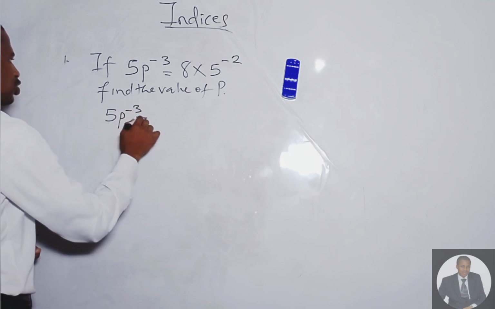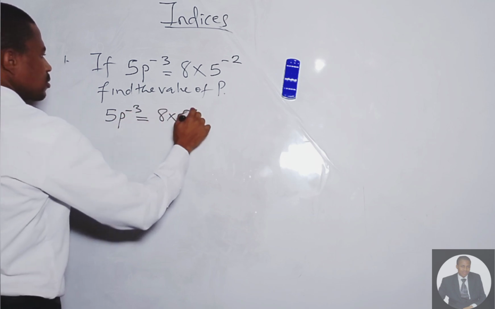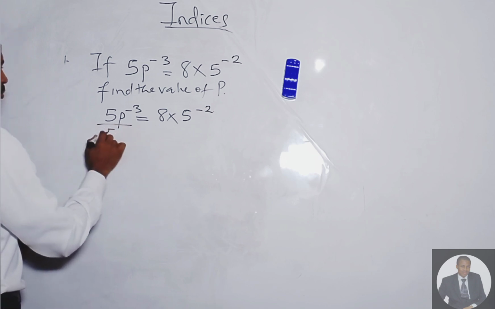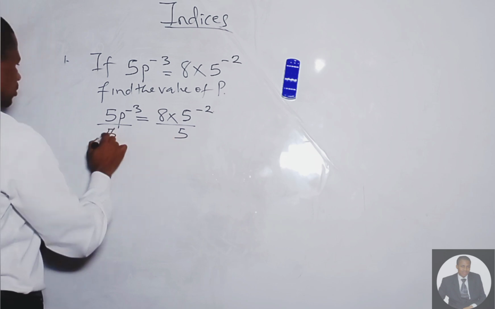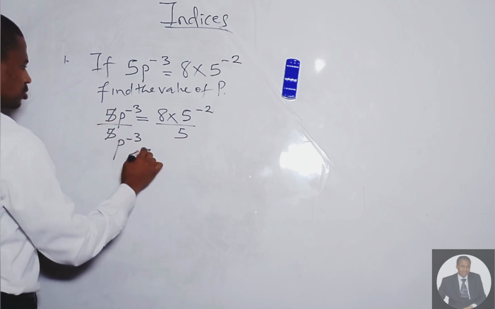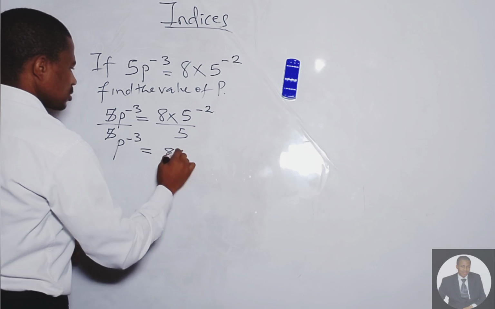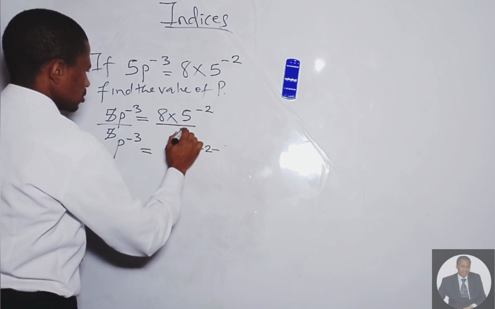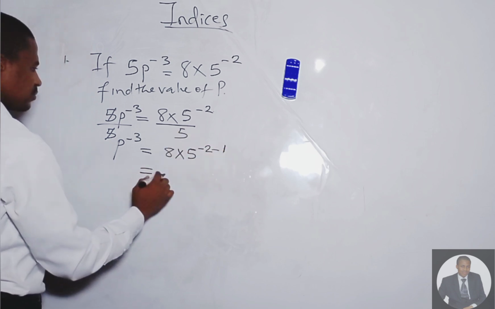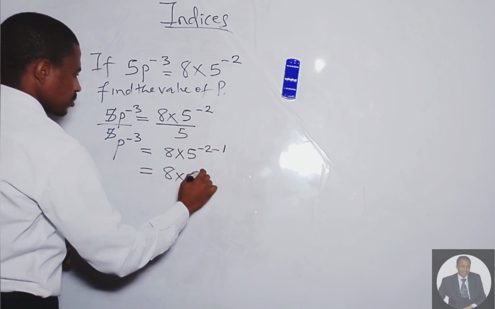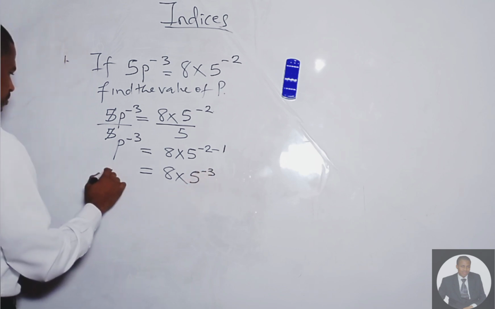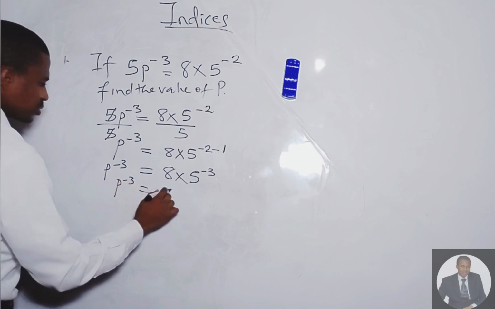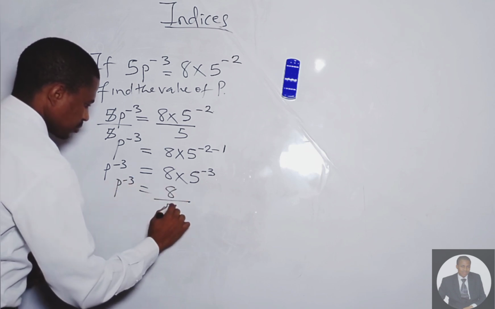5p^-3 equals 8 times 5 raised to the power -2. We are looking for p, so we divide both sides by 5. Then p^-3 will give us 8 times 5^-2 divided by 5. This division sign is minus, then this is raised to the power 1, so we have 8 times 5^-3. So p raised to the power -3 will give us 8 over 5 raised to the power 3.